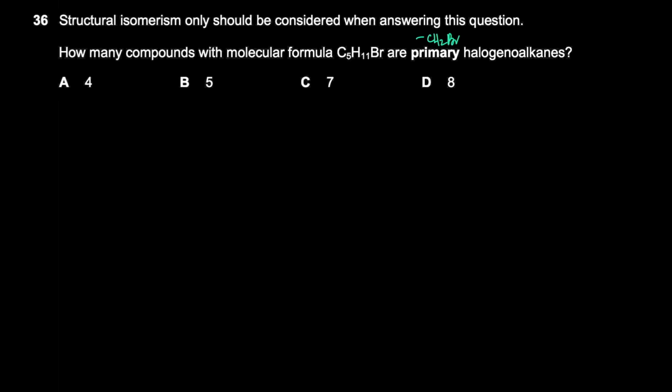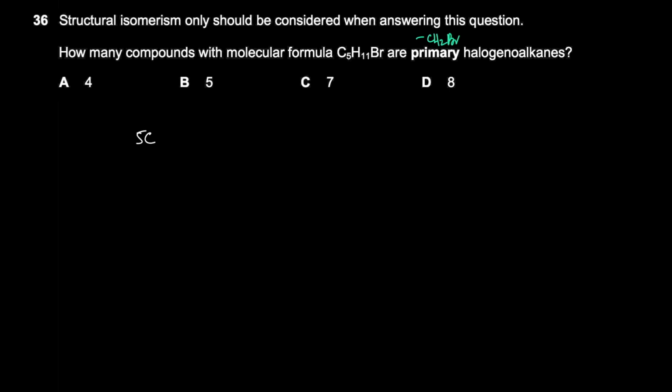So if you want to find the number of structural isomers, we have to think about first what are the types of structural isomers. We have functional group, chain, and position. In this case, we won't have any functional group isomers because they're all halogenoalkanes. So we have to look at chain and position isomers. So we're going to go chain by chain.